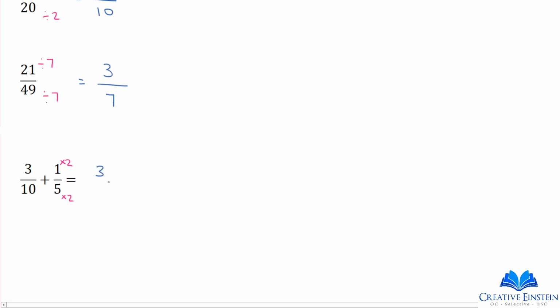Okay, so now I've got 3/10 plus 1 times 2 is 2. 5 times 2 is 10. 3 plus 2 is 5 over 10. Now I can see that 5 and 10 both have a common factor. The factor is 5. So I can simplify it. Divide the top and the bottom by 5. 5 divided by 5 is 1. 10 divided by 5 is 2. So 3 tenths plus 1/5 is actually the same as half. And that's our simple answer.